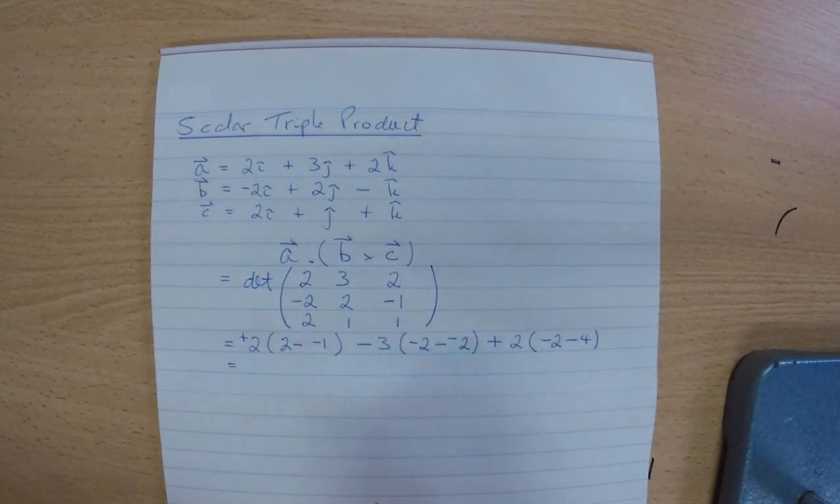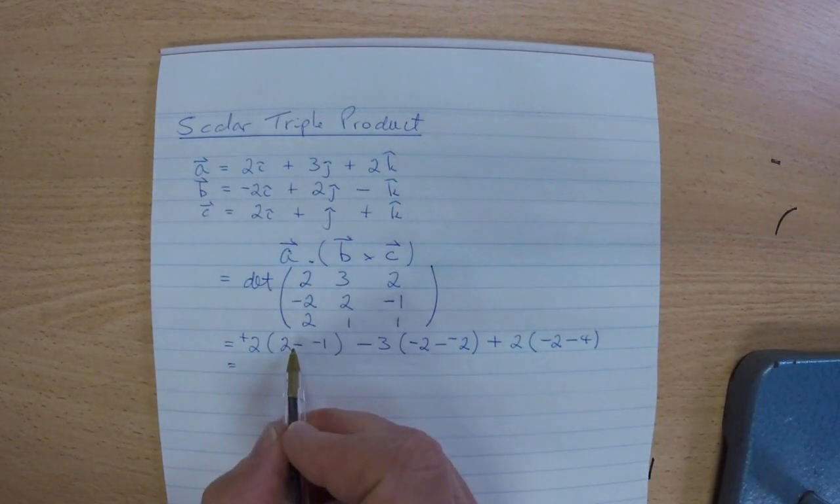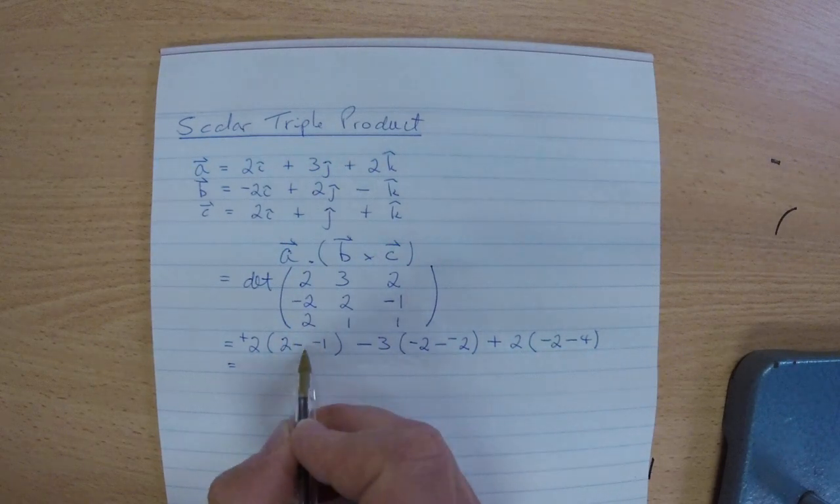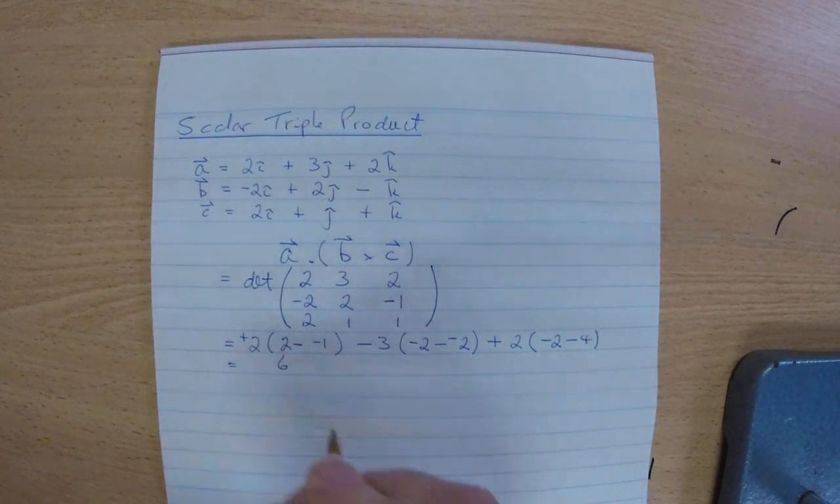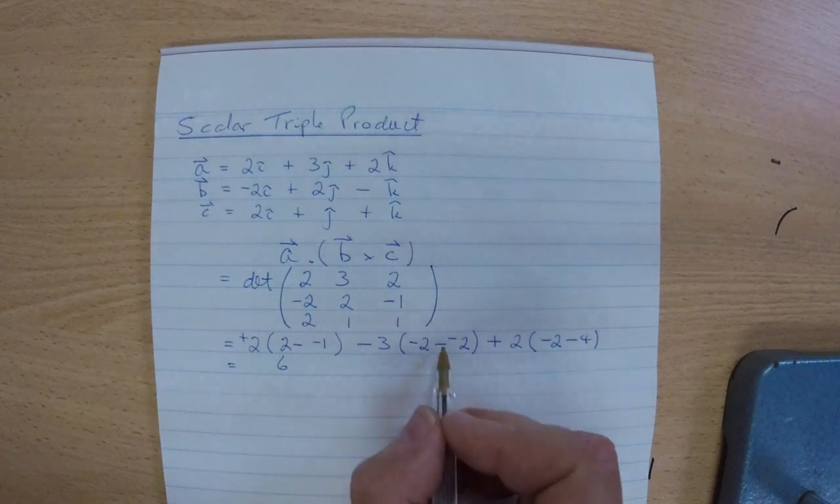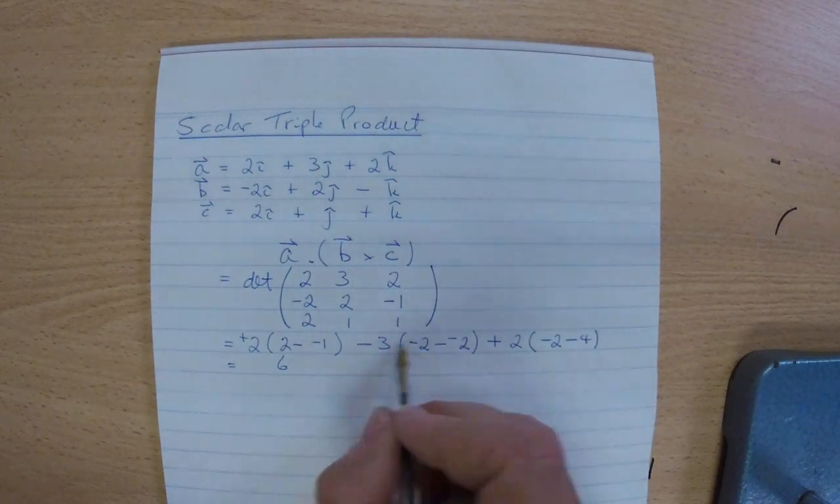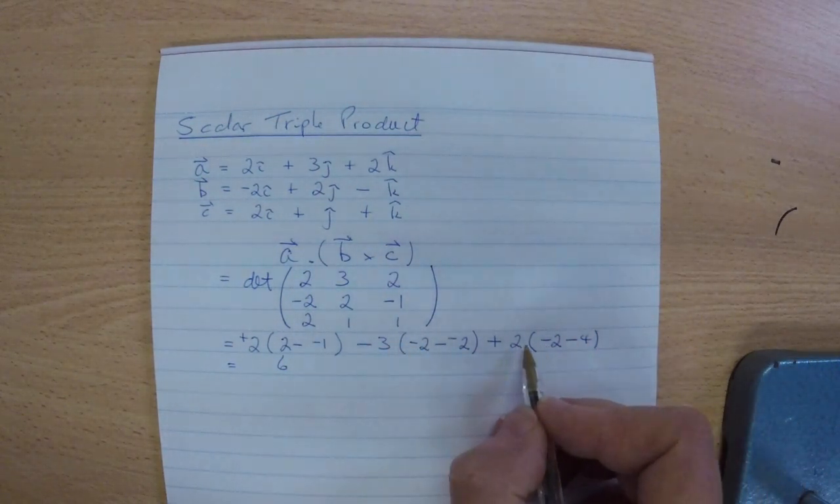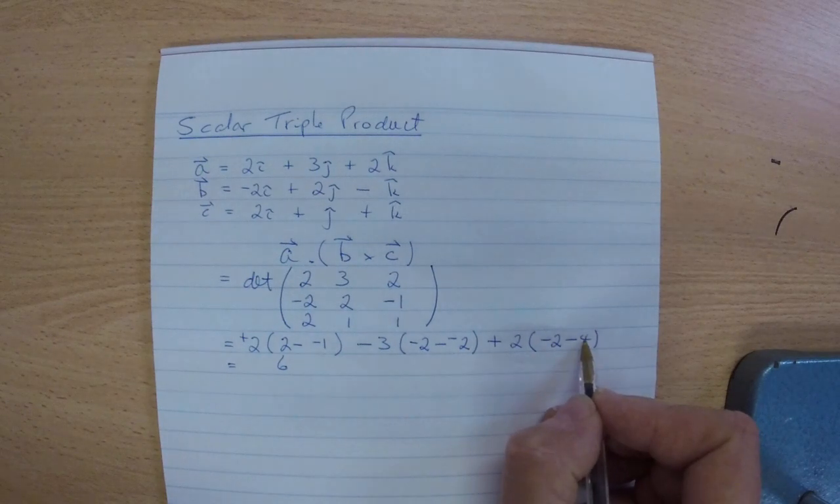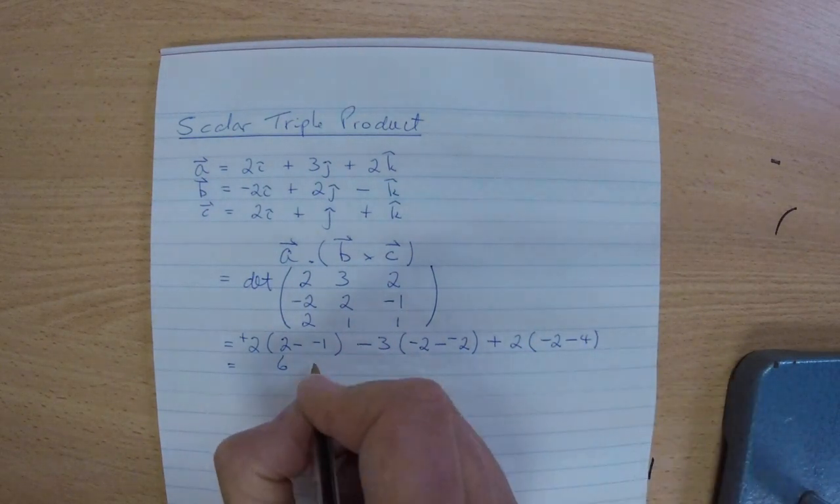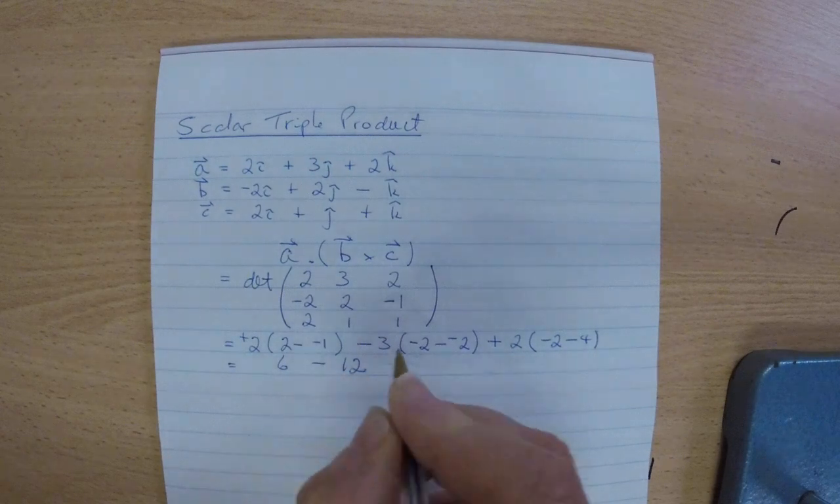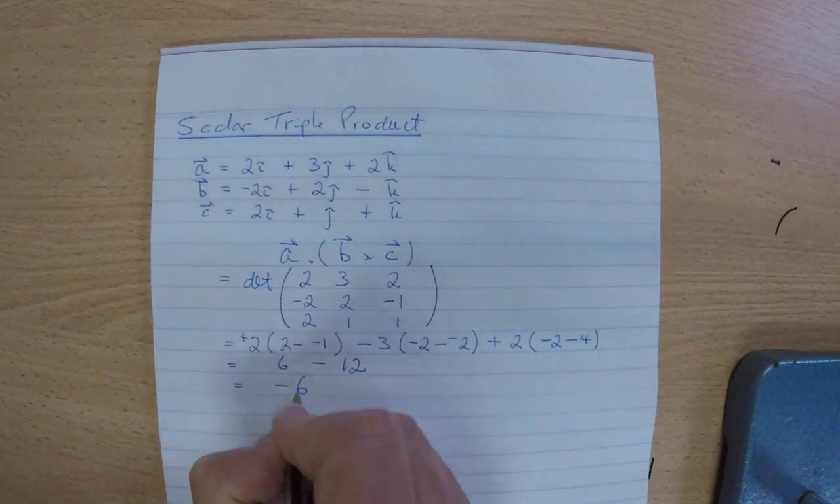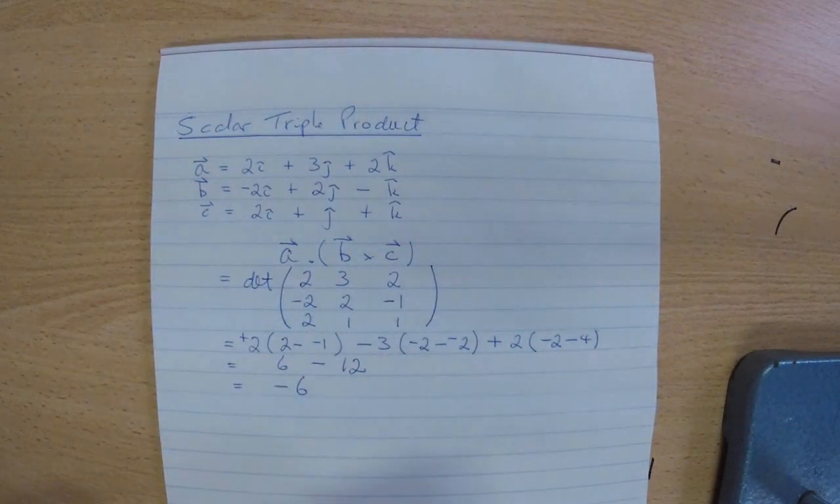So I evaluate this. 2 minus negative 1, that's the same as 3. 2 threes, that's 6. Negative 2 plus 2 is nothing. The entire middle term will be nothing. Minus 2 minus 4 is minus 6. 2 times minus 6 is minus 12. So my answer is negative 6.